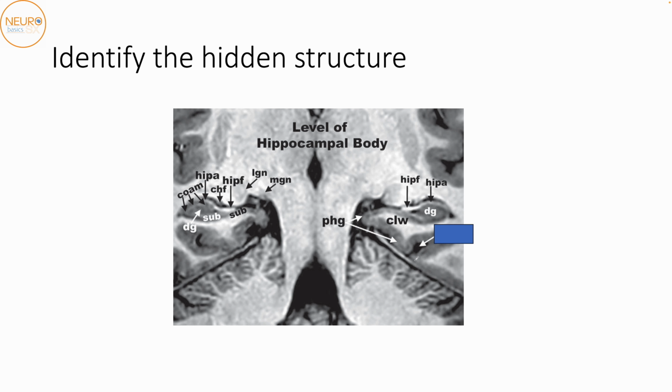What is this structure? This is the coronal section at the level of the hippocampal body. You have the hippocampus over here. The parahippocampal gyrus is here. So what would this structure be? Yes, this is the collateral sulcus.